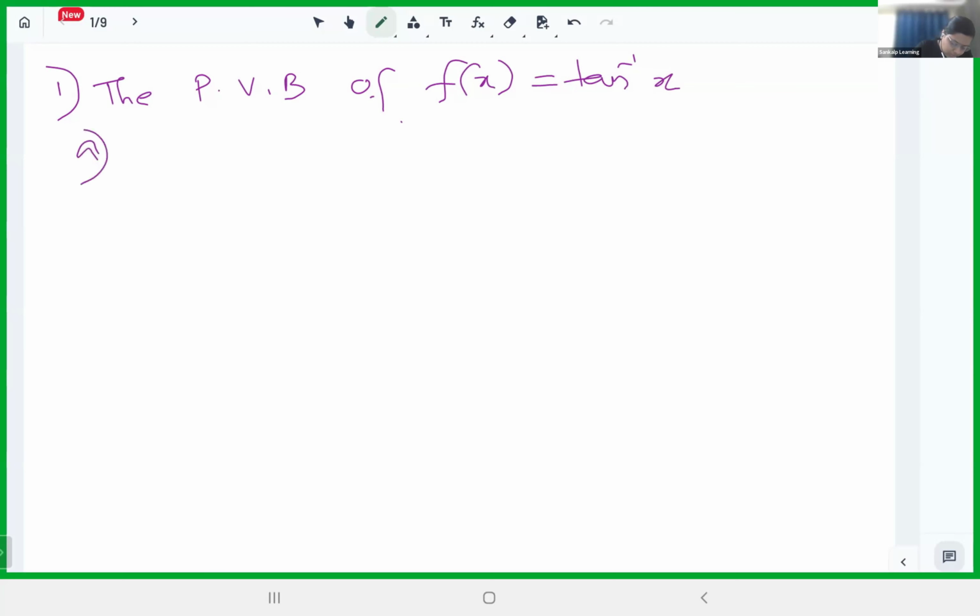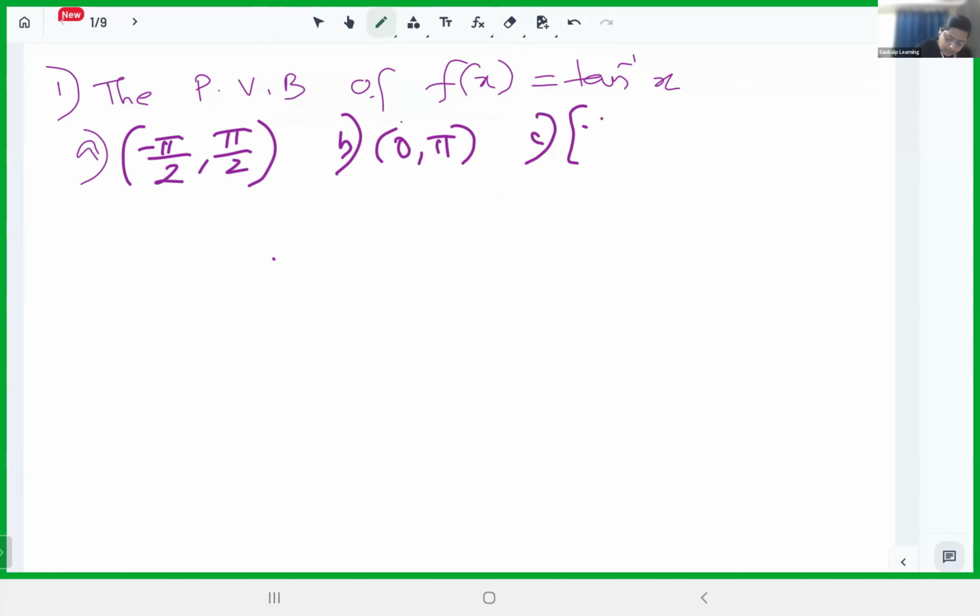The first option is open interval minus pi by 2 comma pi by 2. Then open interval 0 pi. Then closed interval minus pi by 2 comma pi by 2. Then closed interval 0 pi. Alright, so what is the principal value branch of this function? What is the function? Tan inverse x.